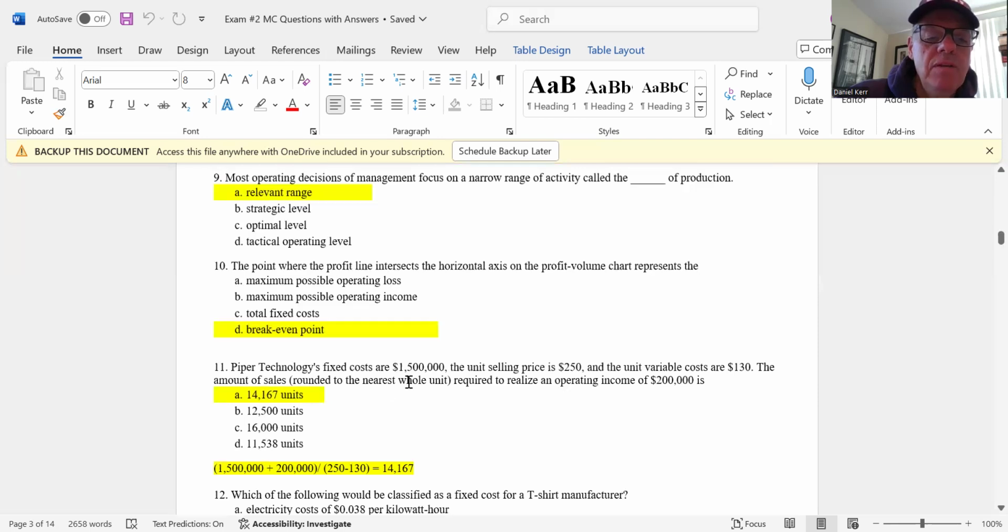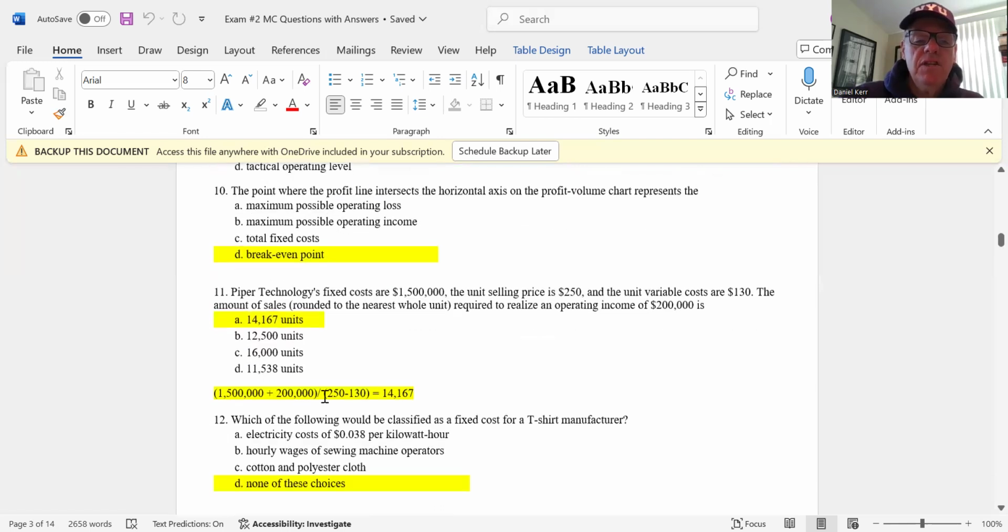Okay, number 11. Technology has fixed cost of this amount, sales price of that amount, variable cost of that amount, and they want to realize an operating profit of 200,000. So this is not break-even, this is targeted profit. To get this, you've got to take the fixed cost plus the targeted profit and divide by the contribution margin, which is sales price minus the variable cost. So you come up with 14,167. Anytime you've got answers to choose from that are numerical, do the calculation first, then go looking for the right answer. So we did the calculation and the correct answer is A.